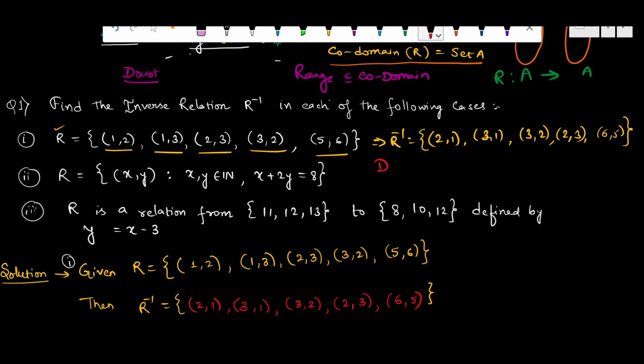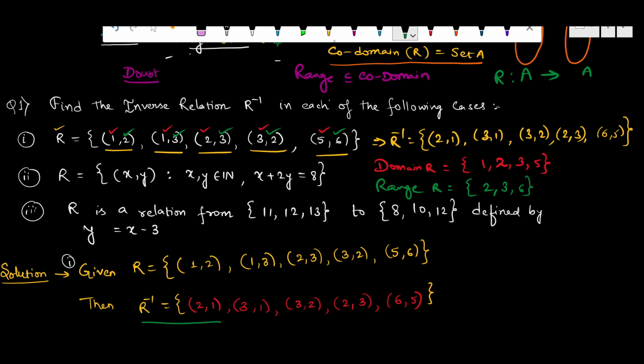So if in this question you are asked what is the domain of R? So the domain of R is what? The set of all first components, 1, 2, 3 and 5 will come in domain, and the range of R is what? The set of all second components, 2, 3 and 6, right?